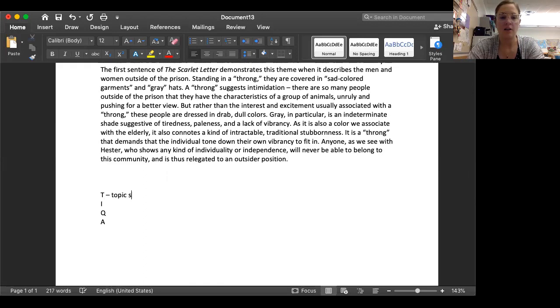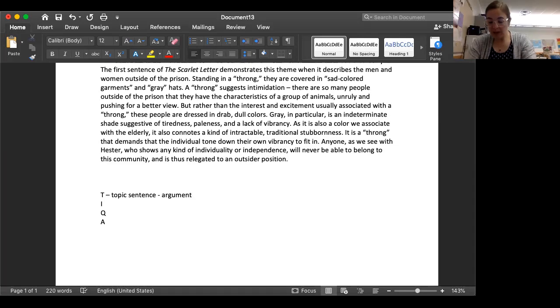It stands for topic sentence. Your topic sentence should be an argument. So it should be argumentative. It shouldn't just be factual. It shouldn't be like the Scarlet Letter has a woman named Hester in it. That's a fact. It's true. The Scarlet Letter is about romance between Hester and Dimmesdale. That's true. It's not an argument. You can turn it into an argument by saying that the Scarlet Letter argues that the kind of love that Hester and Dimmesdale had was problematic because it was so secretive. Then it becomes an argument.